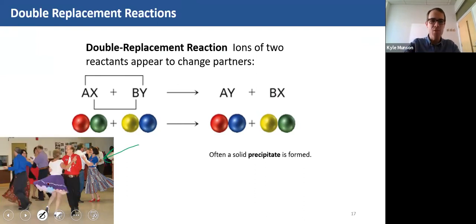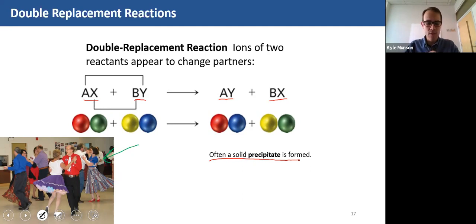But here, let me give the definition first. It's ions of 2 reactants appearing to change partners in a double replacement. So here we start with AX plus BY, and we end up with AY plus BX, okay? So they switched partners. And this is something we're going to talk about later, but often a solid precipitate is formed in these reactions. But again, the ions are switching partners from these compounds. I have no idea if that has relevance to square dancing, but if it does, great.